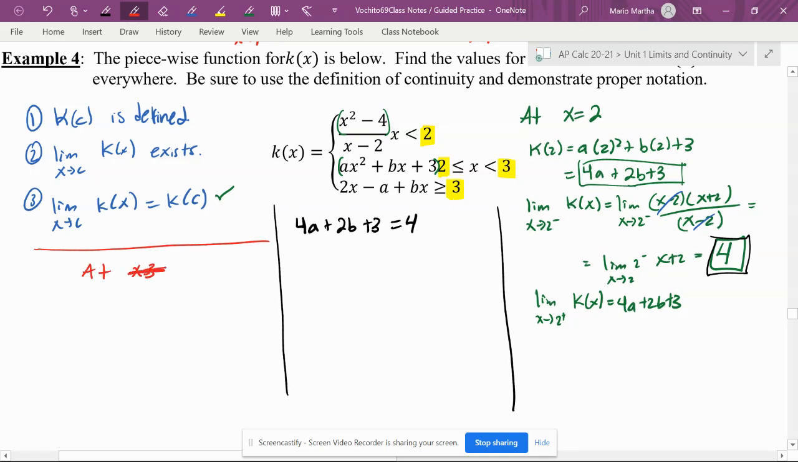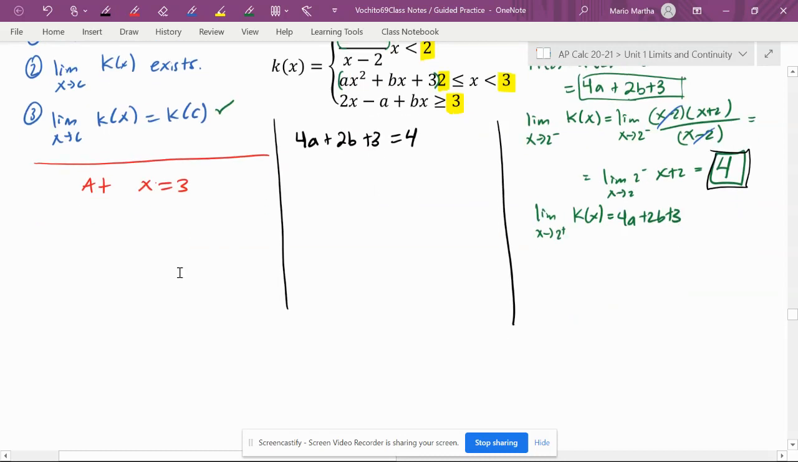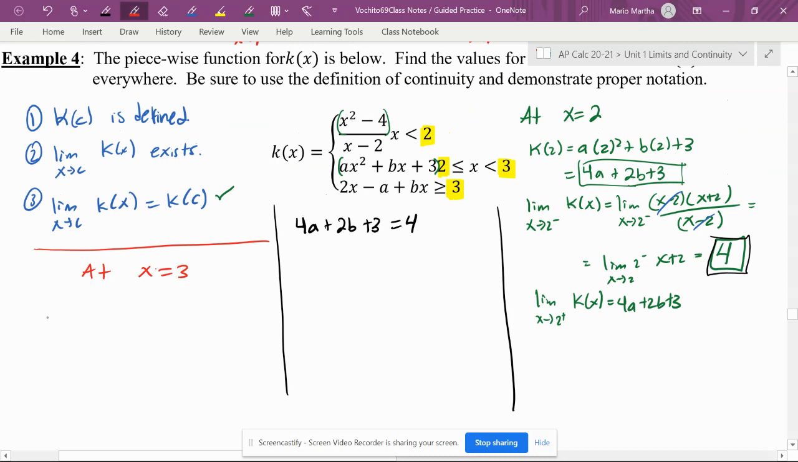All right, so sorry about that, x equals 3. So here, what we want to do is pretty much find k of 3 first, and that would be plugging it into the bottom function, which is 2x minus a plus b. So this is going to be 2 times 3 minus a plus b. Okay, well, let's simplify that. So it's going to be 6 minus a plus b. All right, so that's our first condition.